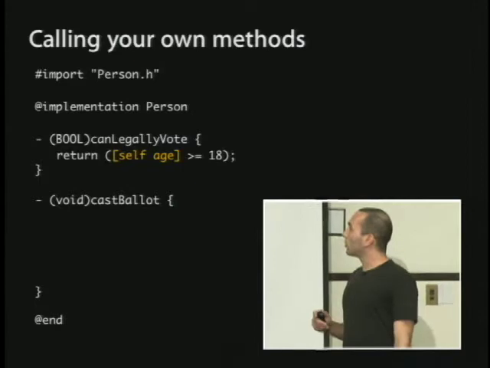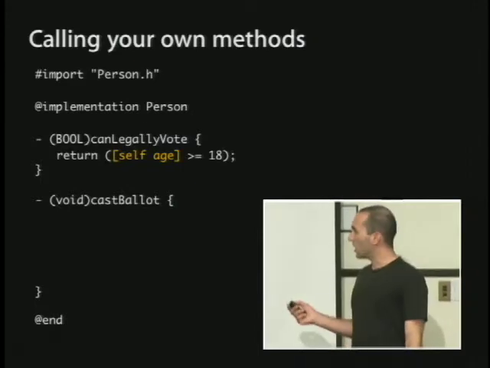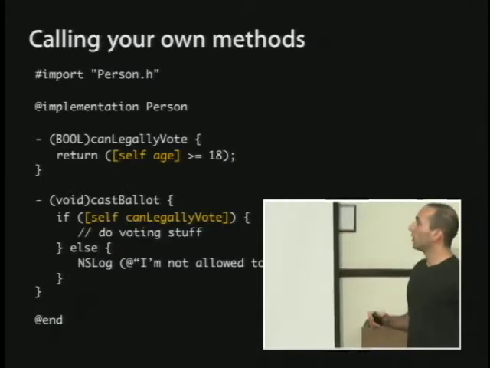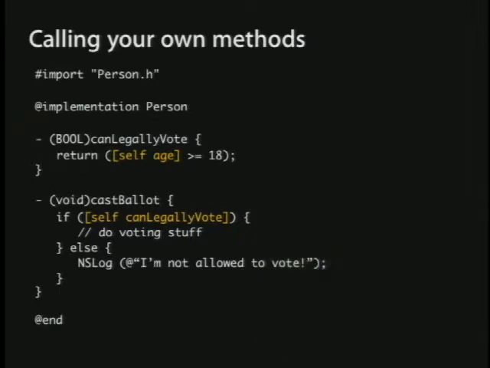So in this case, we're going to call self age, check if it's greater than or equal to 18. And in castBallot, similarly, we're going to call self canLegallyVote. Right? And we know that canLegallyVote returns a Boolean. So if it's true, we're going to vote. And if it's not true, we'll just log and say, hey, I'm under 18. I'm not allowed to vote.